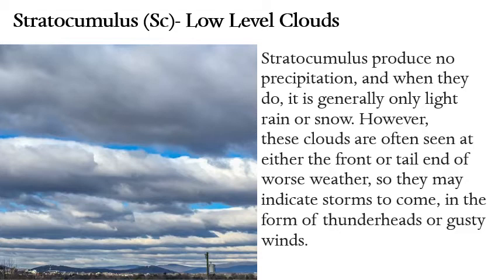The stratocumulus cloud produces no precipitation, and when it does, it is generally only light rain or snow. However, these clouds are often seen at either the front or tail end of a storm or worse weather. So they may indicate storms to come in the form of thunderheads or gusts of wind. So when we see this formation of layered cumulus clouds, we can say that there is a storm to come, and we may expect gusty weather.